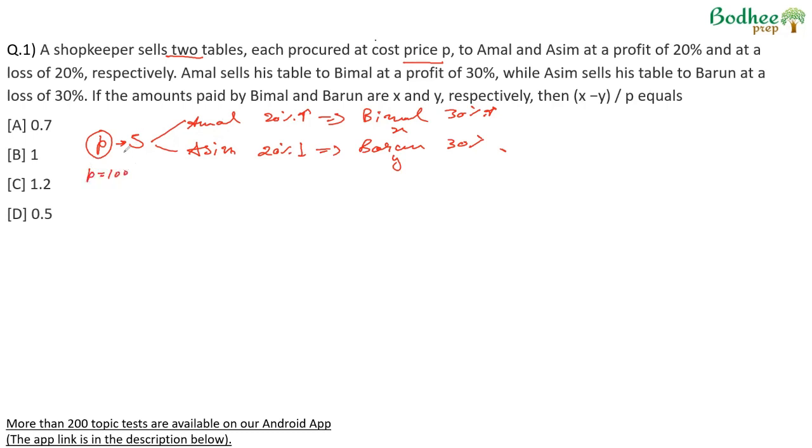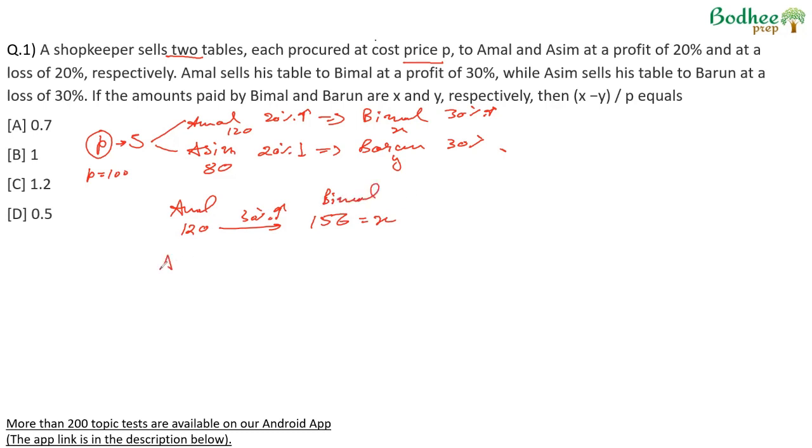That means the shopkeeper gets the tables for 100 each, sells to Amal at a profit of 20, so Amal will pay 120 rupees. Sells at a loss of 20 to Asim, so Asim will pay 80 rupees. Further, Amal paid 120 rupees and sold to Bimal at 30% profit. 30% of 120 is 36, so he sells to Bimal at 156. This becomes the value of X.